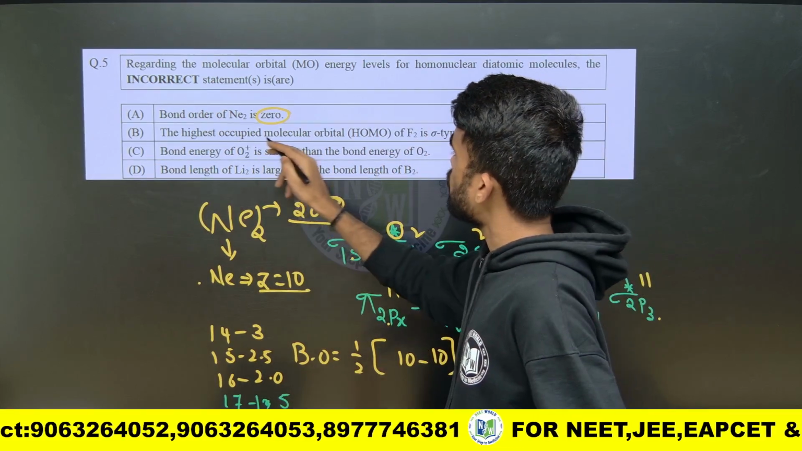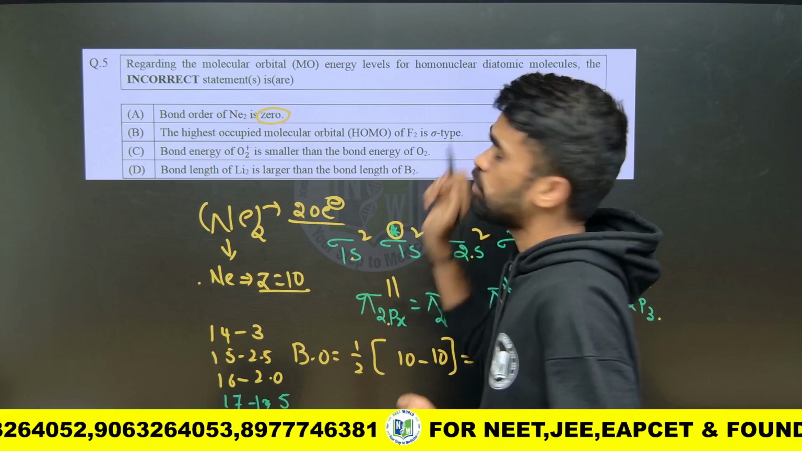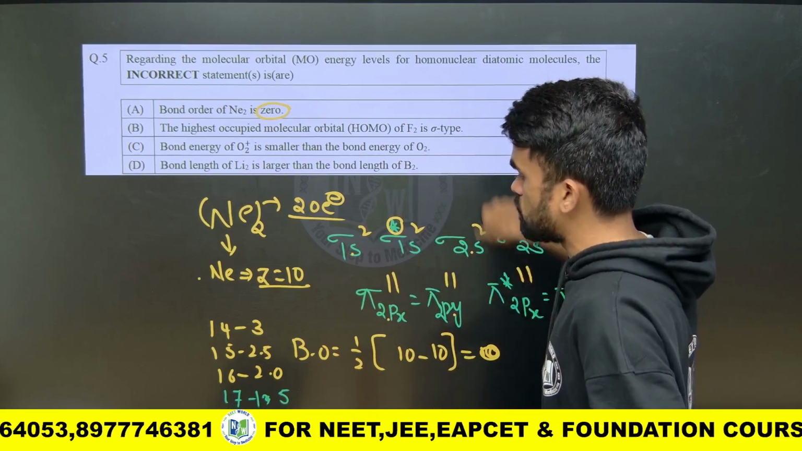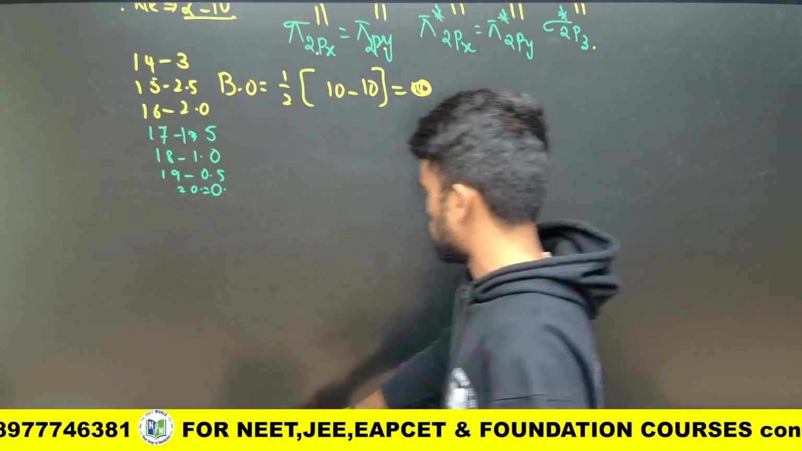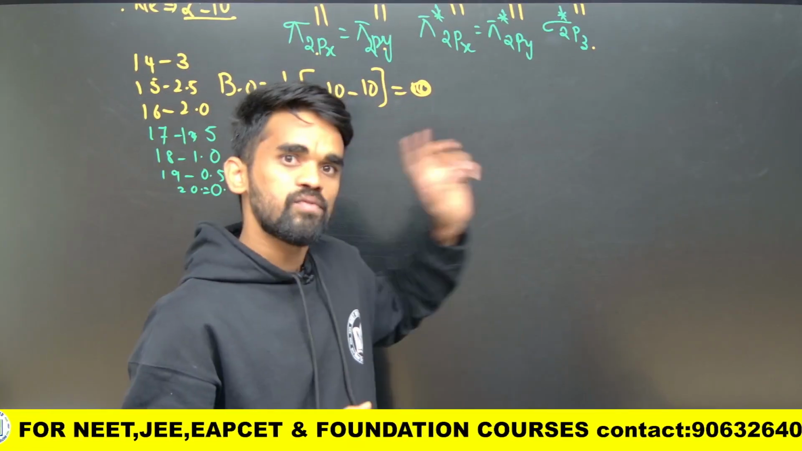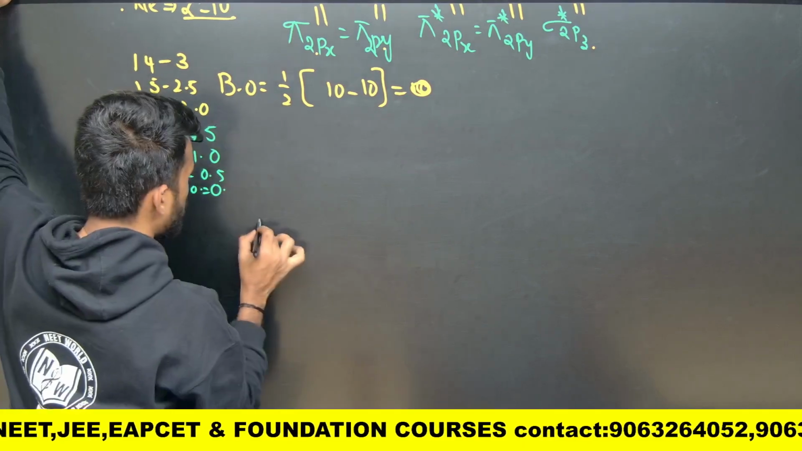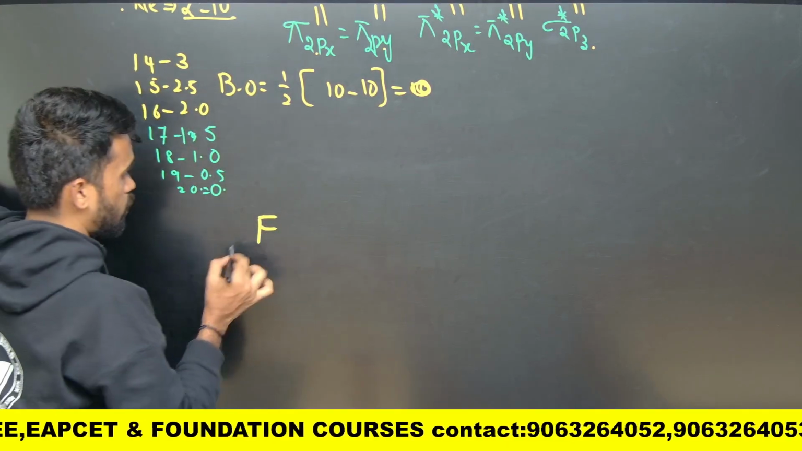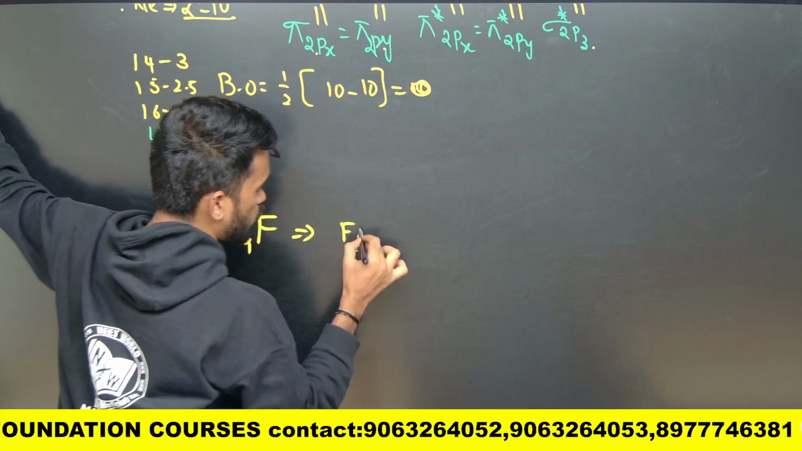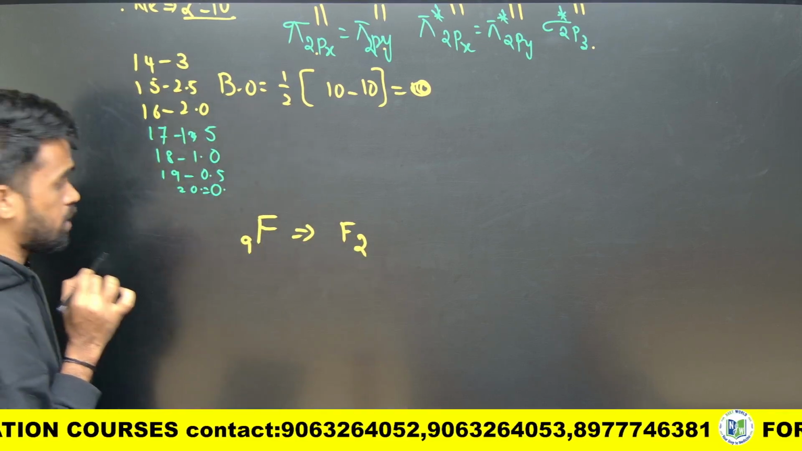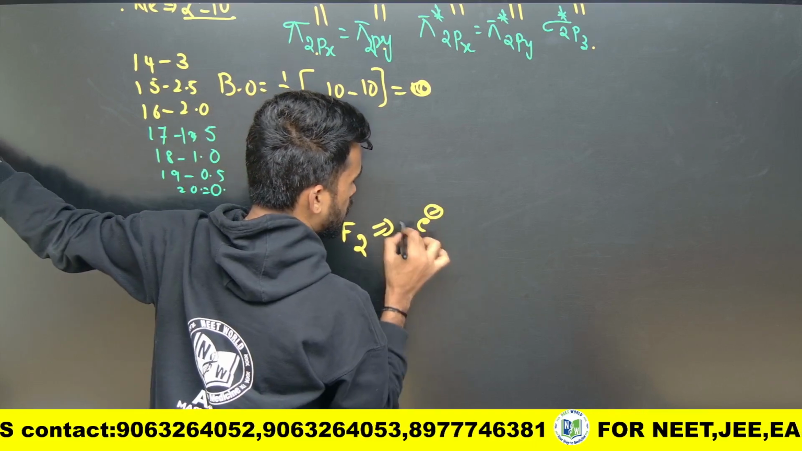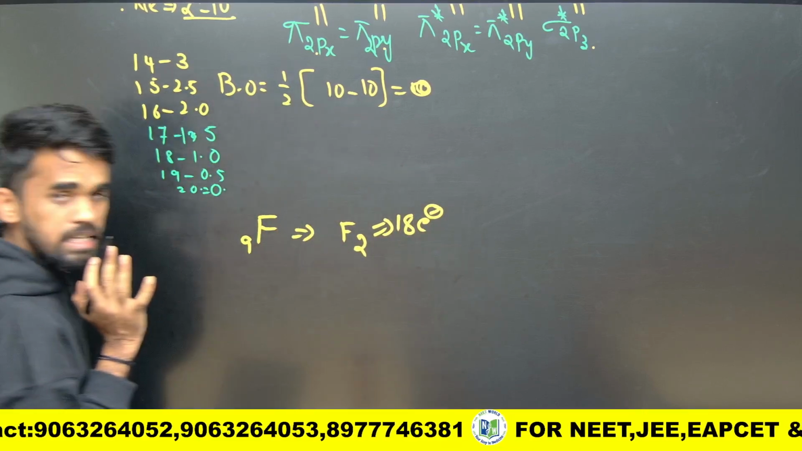The highest occupied molecular orbital, HOMO, for F2 is sigma type. Yes, this HOMO-LUMO concept is very important, and very easy also. HOMO means highest occupied molecular orbital. For fluorine, what is the atomic number? Here it is 9. We are saying F2 molecule, so it is formed by the combination of 2 fluorine atoms. Therefore, how many electrons are there here? Total electrons are 18, 9 plus 9.